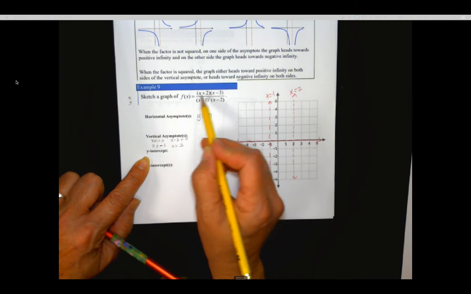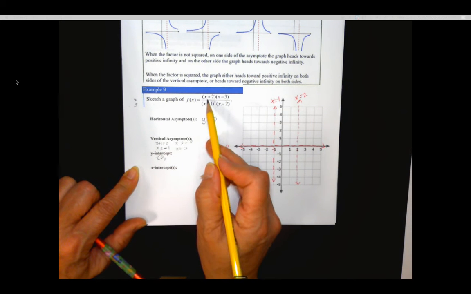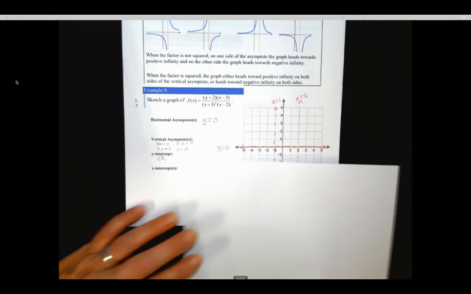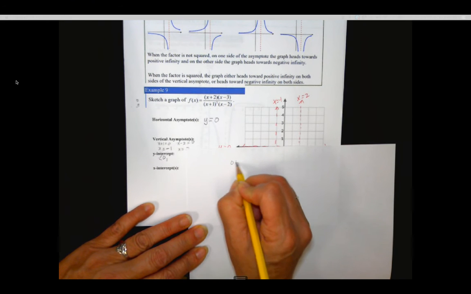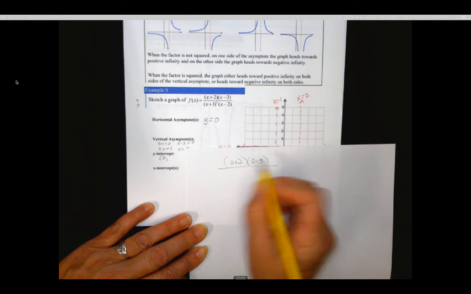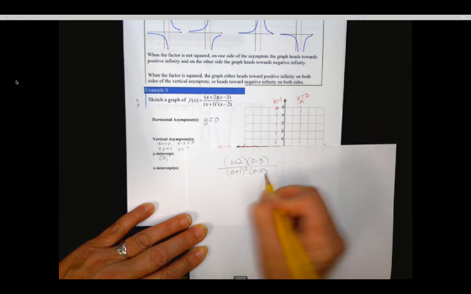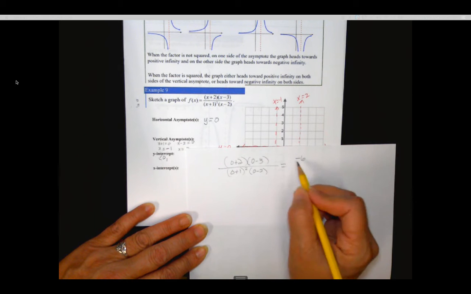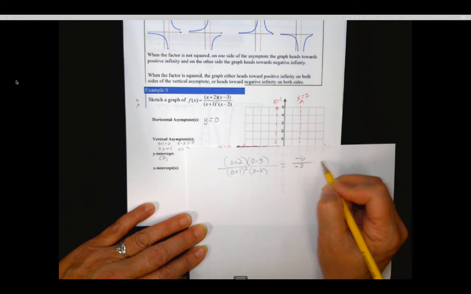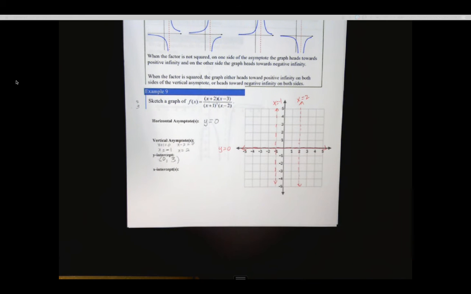Okay, so a couple other points that we want to find. The y-intercept. So remember, the y-intercept is, I'm just going to plug a 0 in for x. So I have 0 plus 2. I'm just going to do this on a separate sheet of paper. So 0 plus 2 times 0 minus 3 divided by 0 plus 1 squared, 0 minus 2. All right, so simplifying, I get negative 6 in the numerator and negative 2 in the denominator. So that is 3. So I know my y-intercept is 0, 3.